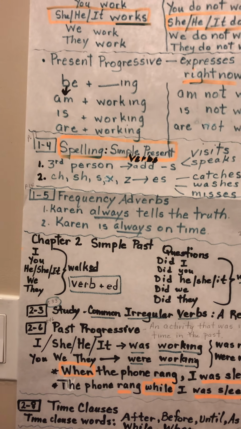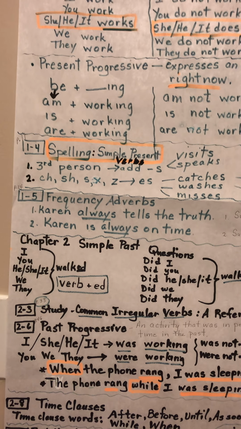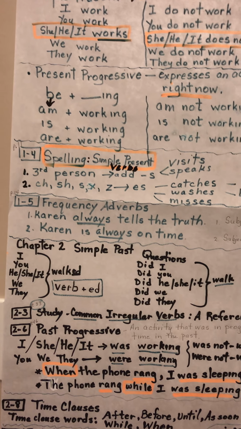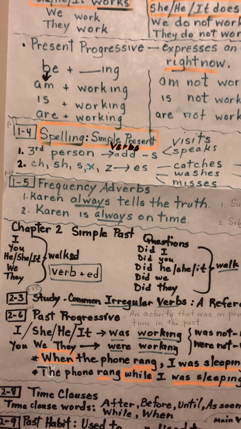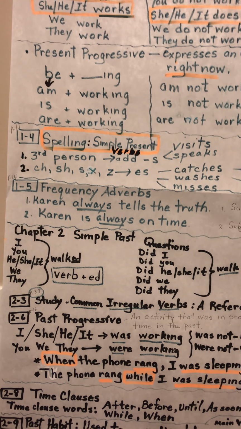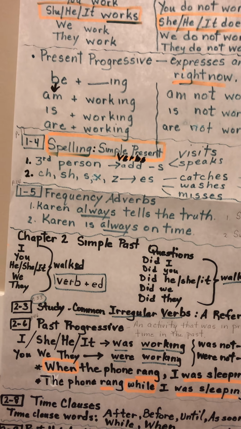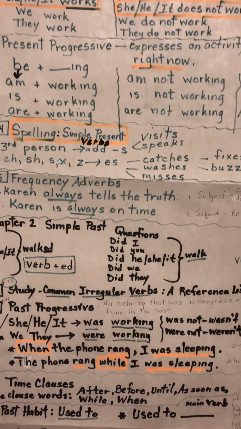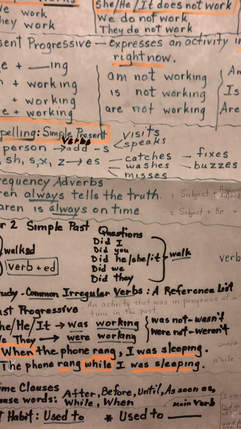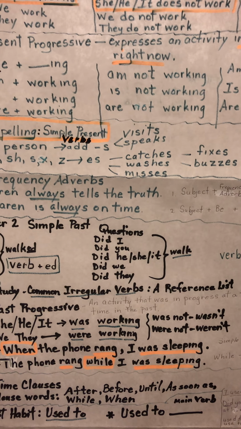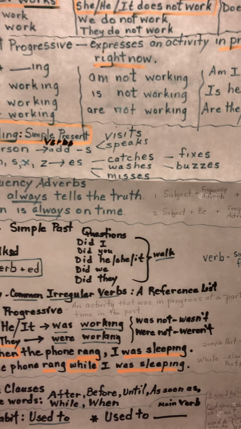We continue to 1-4. Again, to review third person, some of the verbs are going to end with S. Visits, speaks. Another rule is that if the verb ends with CH, SH, S, X, or Z, we add ES. For example, catch, catches. Wash, washes. Miss, misses. Fix, fixes. Buzz, buzzes.